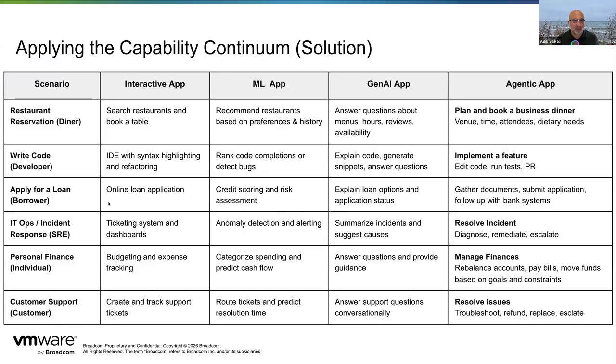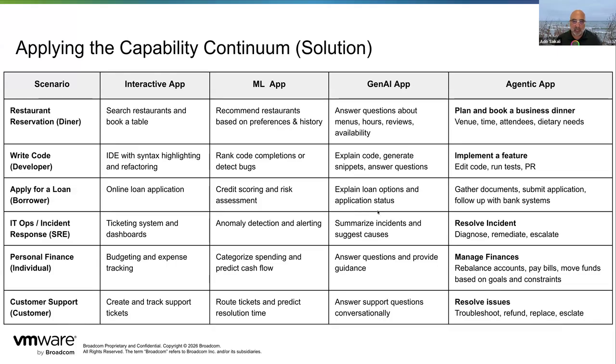Maybe an easier one to see is, say, applying for a loan. Your web app to apply for a loan, that's the interactive app. The machine learning version maybe adds credit scoring and risk assessment into it. The Gen AI version might explain all the different loan options you have.